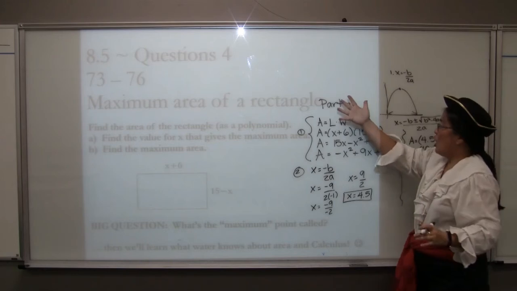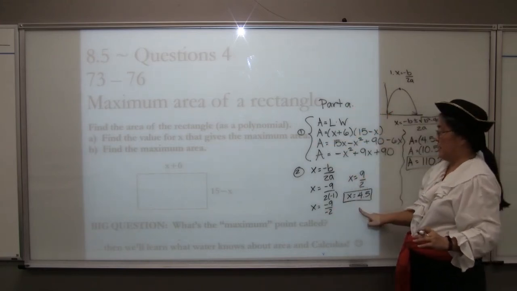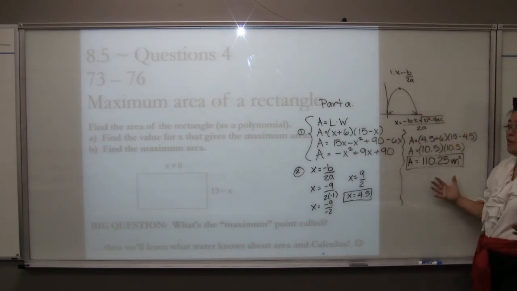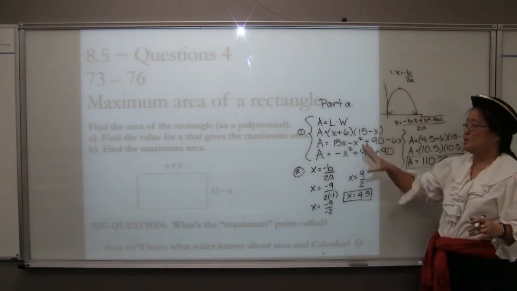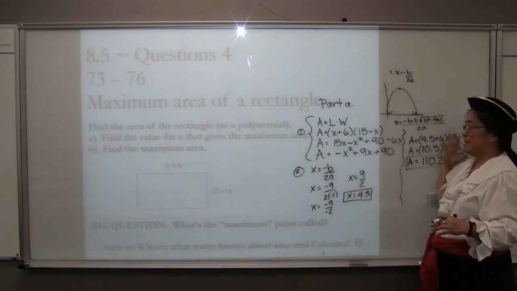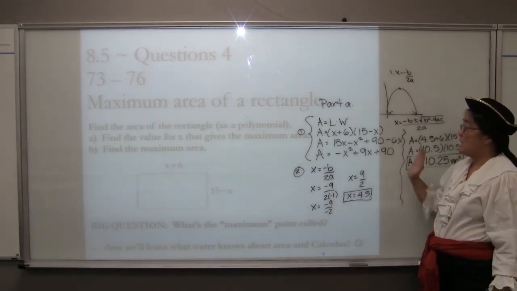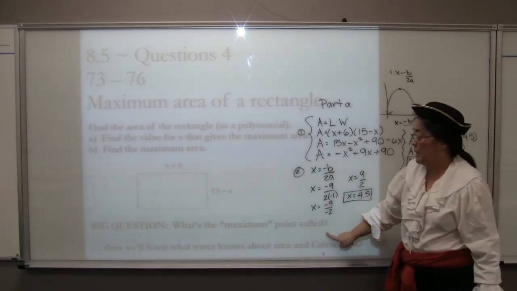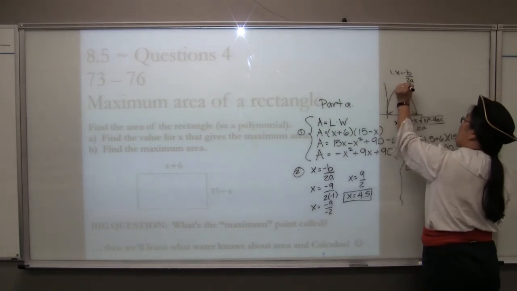So all this work for part A, find the value of x. All this work, plug, work, answer. For part B, find the maximum area. Be very careful. A lot of students put this in part A, put that in part B, and they don't know where this goes. Make sure you put them in the right areas. This is all part A, and this is part B. Now, big question. What is that maximum point called? That was called our vertex.